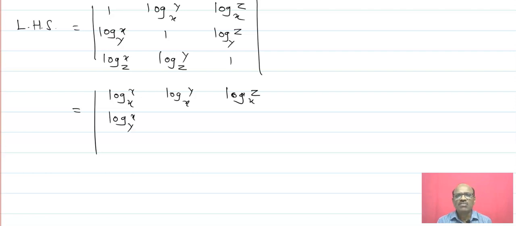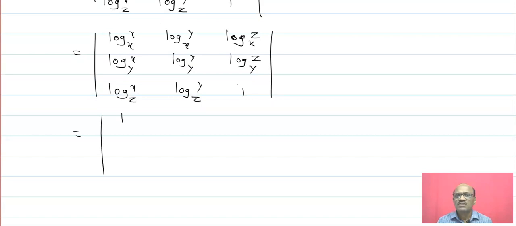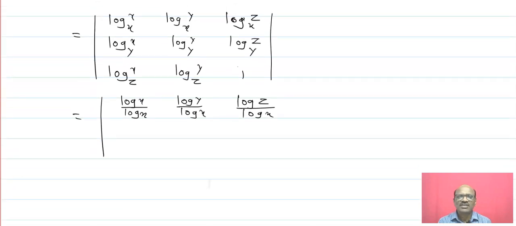Now next is log of x to the base y. In this row, everywhere the base is y. Therefore, 1 is treated as log of y to the base y, because the y term is not present there. Therefore, we are taking the log of y to the base y, and I am keeping the third row as it is. It is not required to again put it in that form.